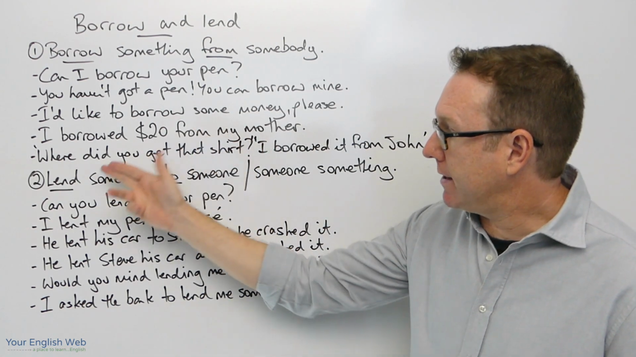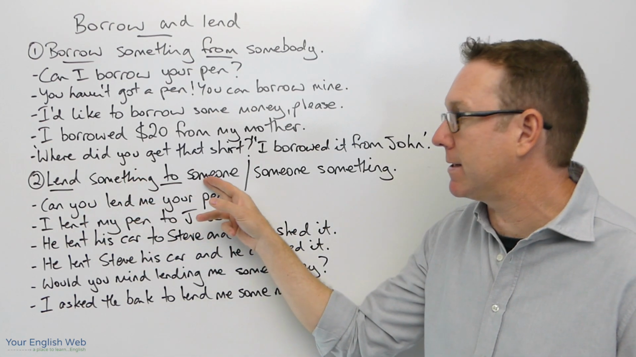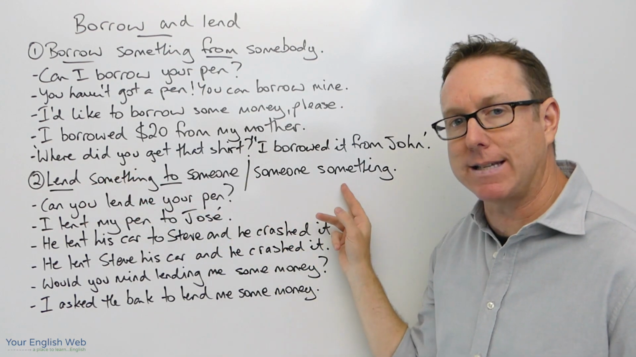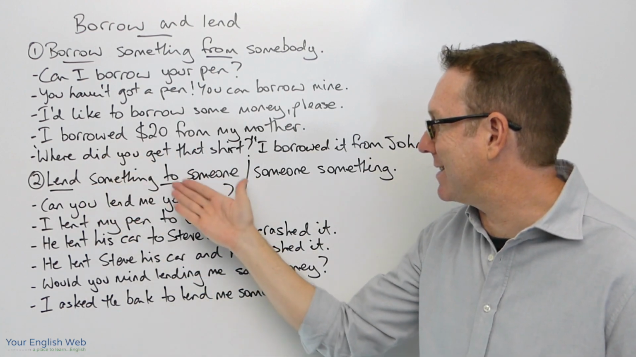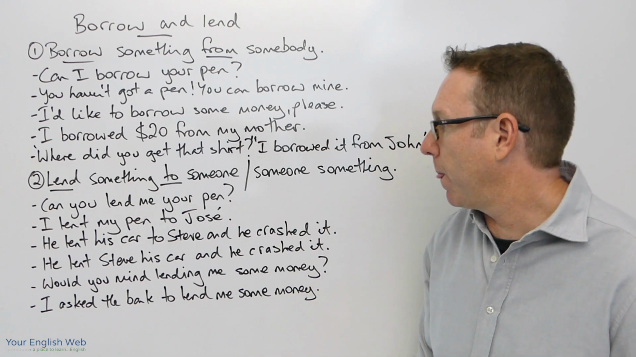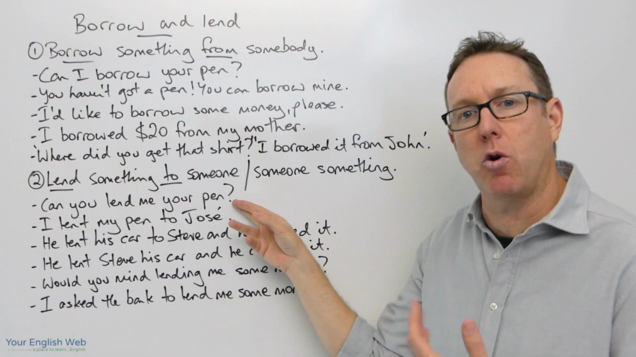Now, the next example is lend, and you lend something to someone or somebody, or you lend someone something. Two different structures there. So lend something to someone or lend someone something. Examples. Can you lend me your pen?